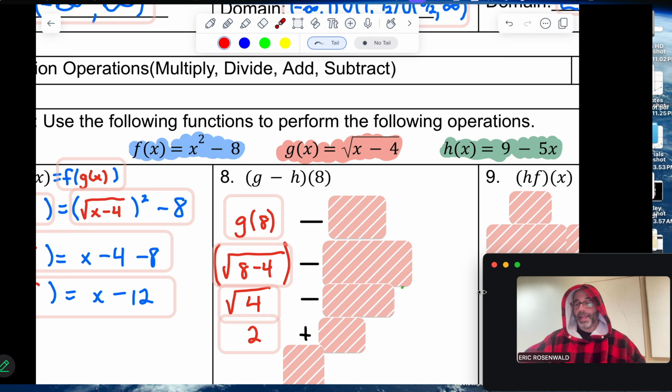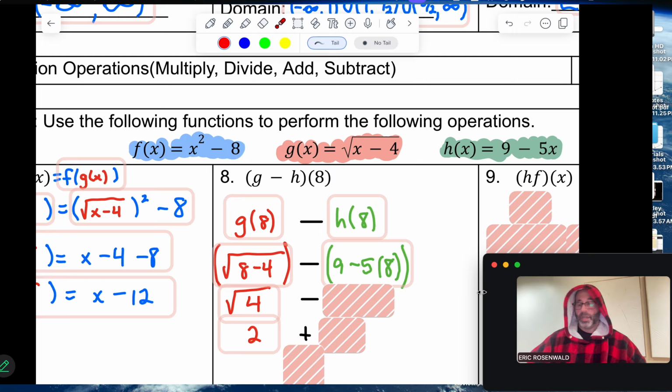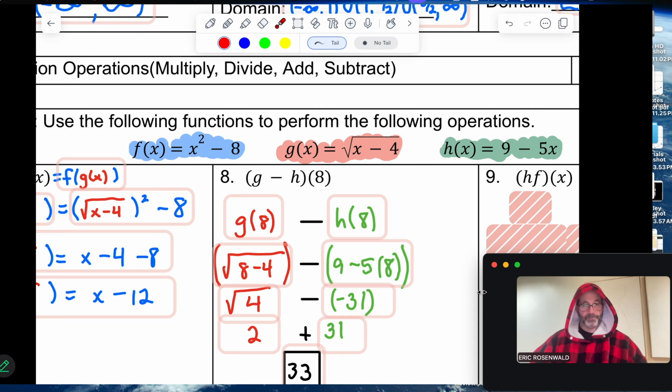When we do the h of 8 portion of this, we're going to take the 8 and put it in for this x right here. Okay? And that's going to give me 9 minus 5 times 8. So that means we have 9 minus 40, which is negative 31. And because I have two negatives right here, those will turn into a positive, which means we have 2 plus 31, or an answer of 33. Okay?